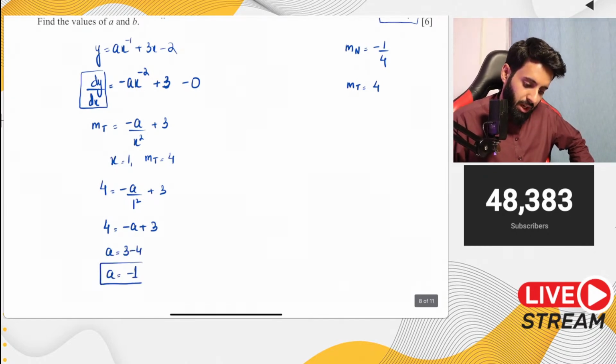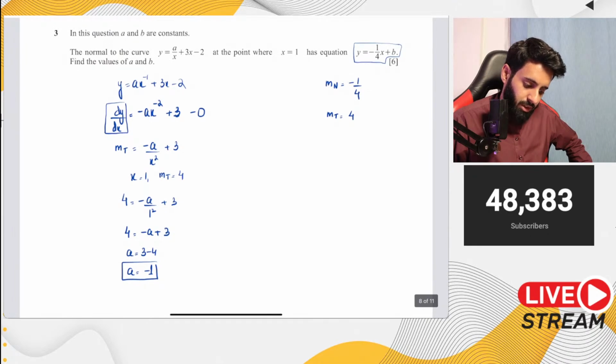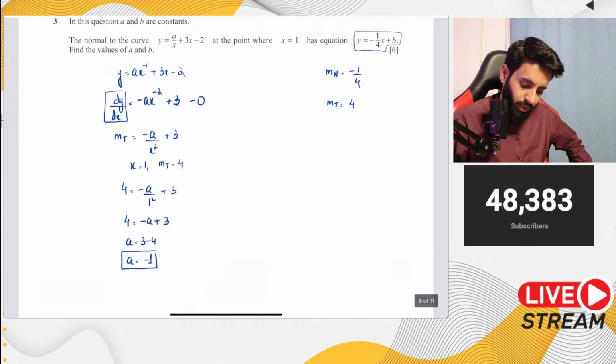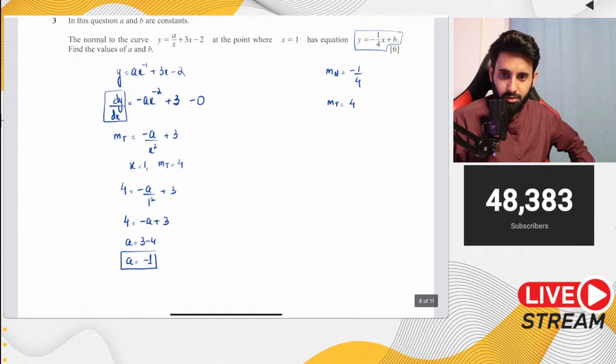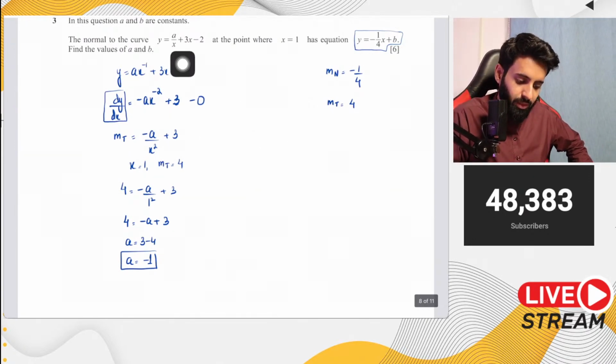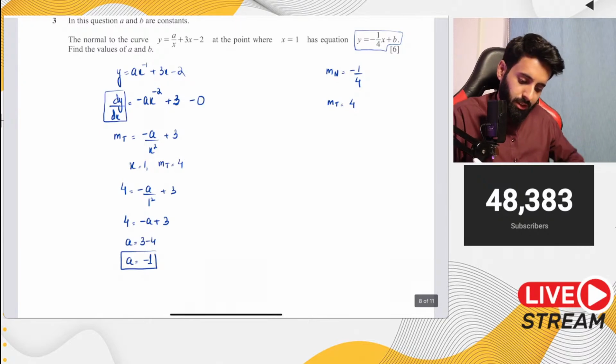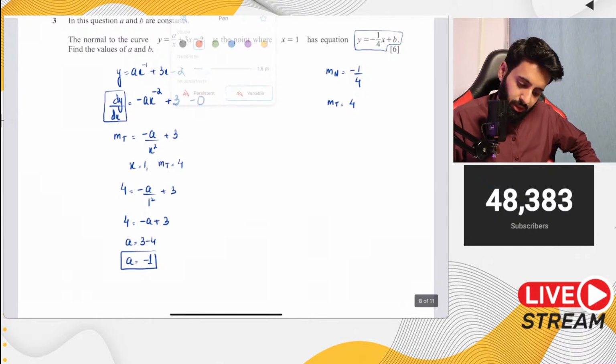So there you go. Now that we have the value of a, let's see how we can find out the value of b. Now the value of b can be found out by simply finding out the equation of normal. Why? Because when you find out the equation of normal, you will have the value of b as well. Let me think if there's an easier way to it.